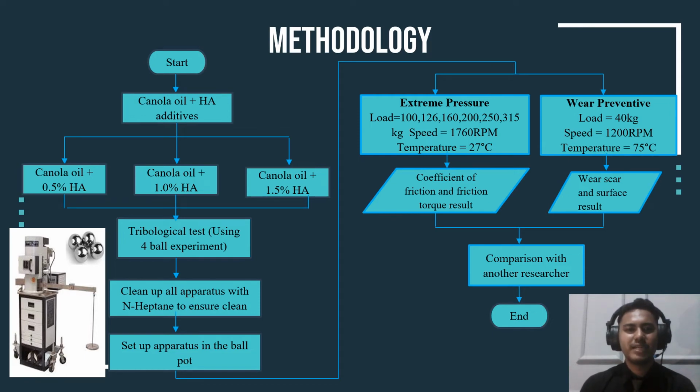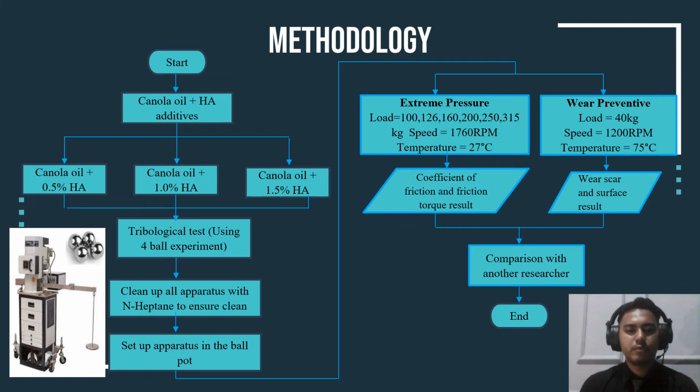First is sample preparation, where I will blend the canola oil and the hyaluronic acid with the ratio 8:2 for 10 ml of sample. The concentration of HA is different for the three samples. First is 0.5%, second is 1%, and 1.5% for the third one.